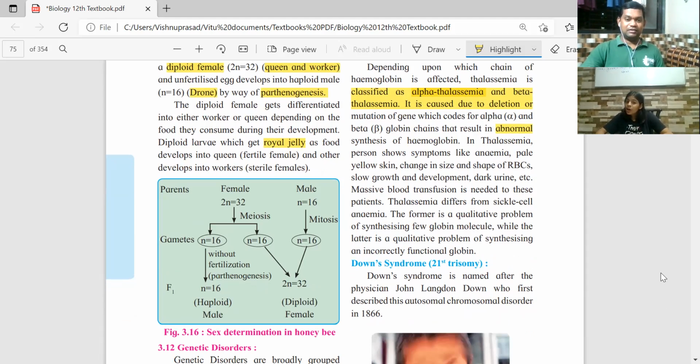Normal function of oxygen and carbon dioxide in the blood. Transport of oxygen and carbon dioxide in the blood. ये उसका hemoglobin का normal function है.